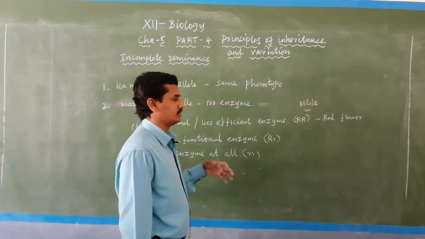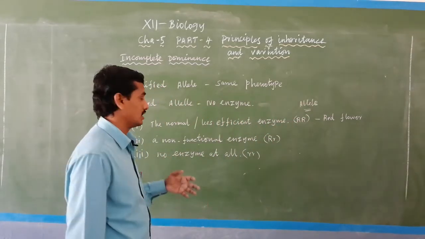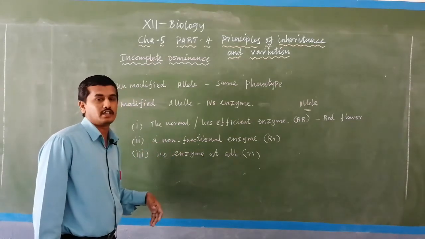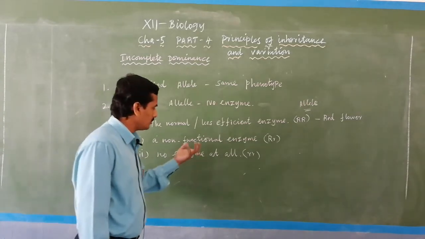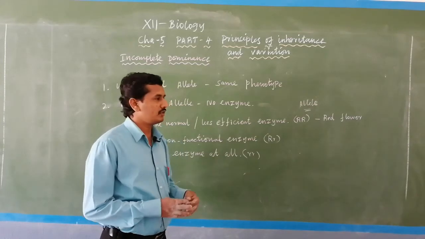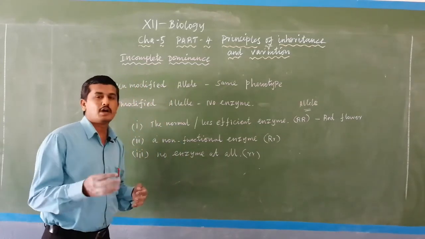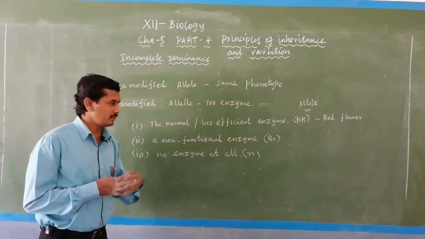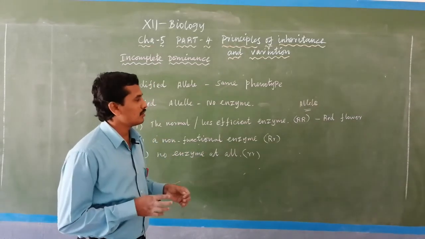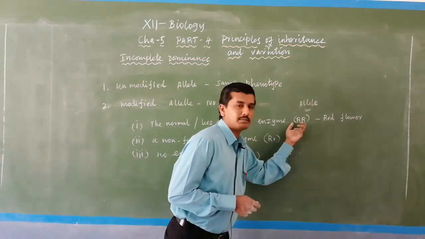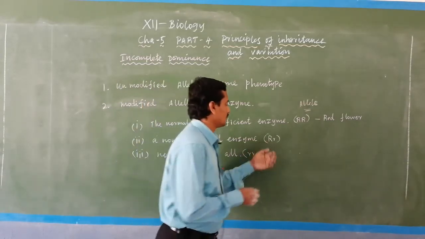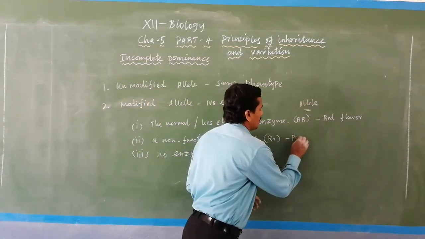In another situation, the gene is non-functional, producing non-functional enzyme. Non-functional means the particular gene in a cell is producing only a small amount of enzyme. Here enzyme means pigment, so a small amount of pigment. A large amount of pigment means the flower is red, but only a small amount of pigment means the flower is pink.